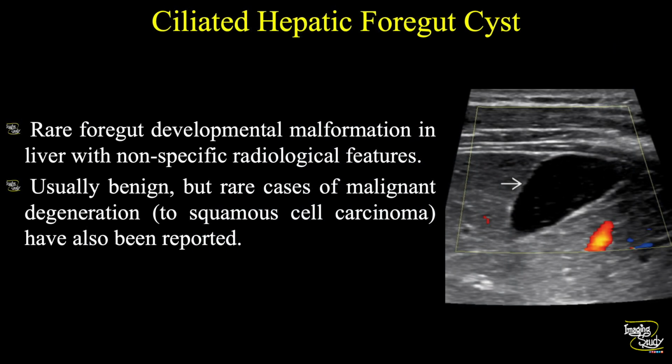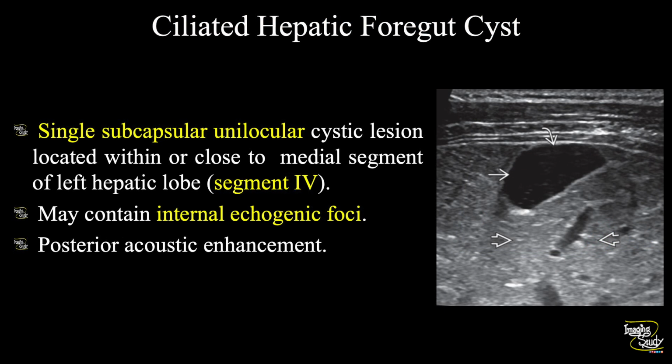Now let's jump into a rare case, that is the ciliated hepatic foregut cyst. Well, this is a foregut developmental malformation in liver with non-specific radiological features. Usually they're benign but may get malignant degeneration, which is commonly the squamous cell carcinoma. On ultrasound, you'll get a single subcapsular unilocular cystic lesion located within or close to the medial segment of the left lobe, that is the segment 4. It may contain internal echogenic foci, and obviously there will be the posterior acoustic enhancement.